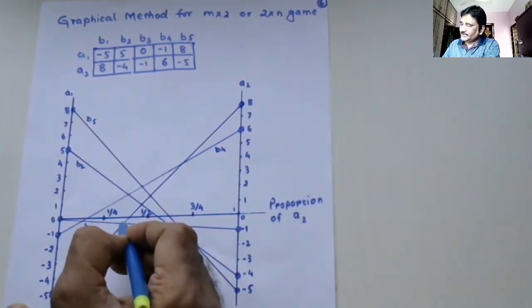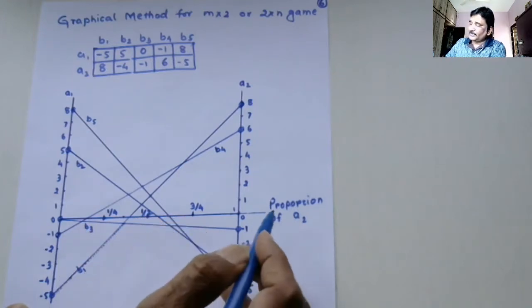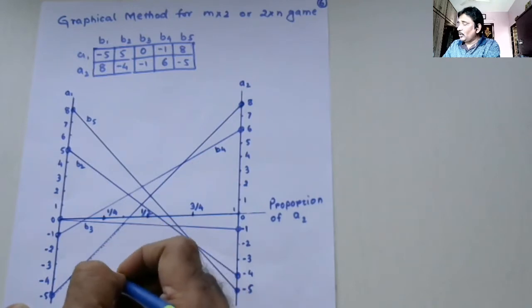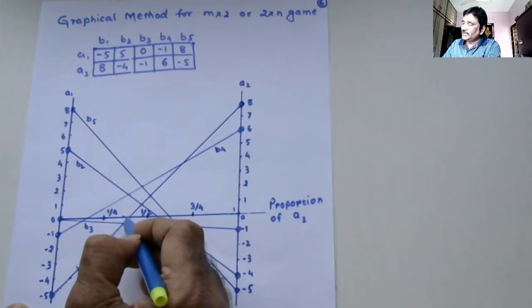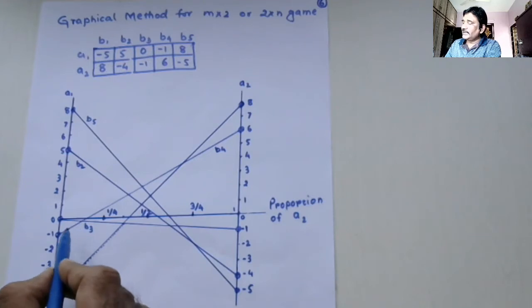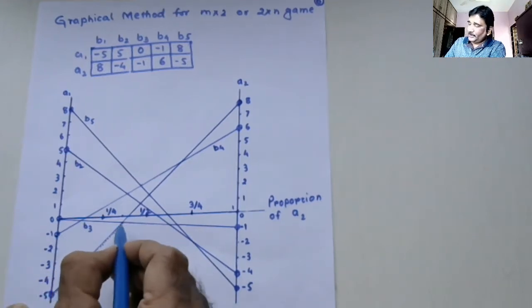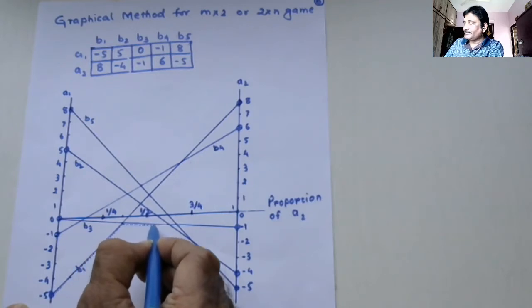Now this point is reached, the proportion of course of action A2 is somewhere here. After this point, if the proportion of course of action A2 is increased, then player B will no longer play B1, because by playing B1, the loss to player B will increase more than the loss to player B by playing B3. So after this point, player B will start playing B3. It will switch to B3.